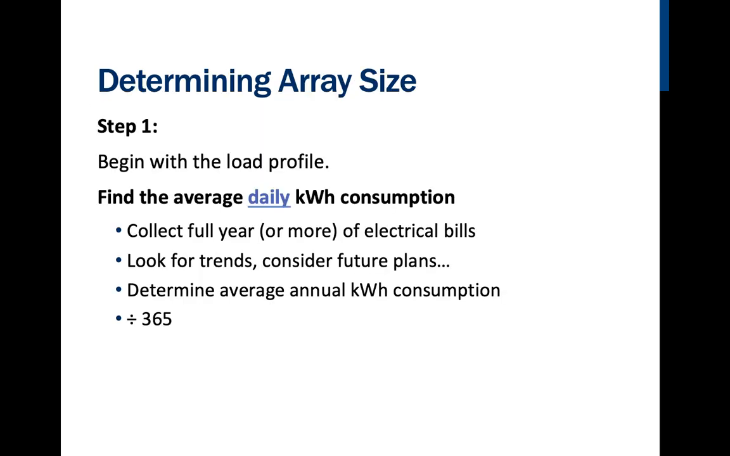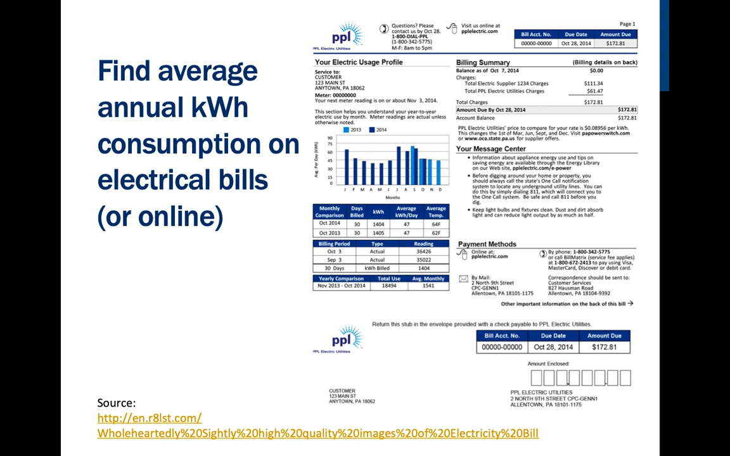Okay, determining the array size. First we're going to use a load profile, and we're going to determine how much energy is used on an annual basis, and then whittle that down to a daily basis. So first off, I'm going to gather up 12 months of utility bills, add them all together, and divide by 365 to get a daily load. That will be in kilowatt hours because the utility gives me information in kilowatt hours. Here I have an imaginary utility bill.